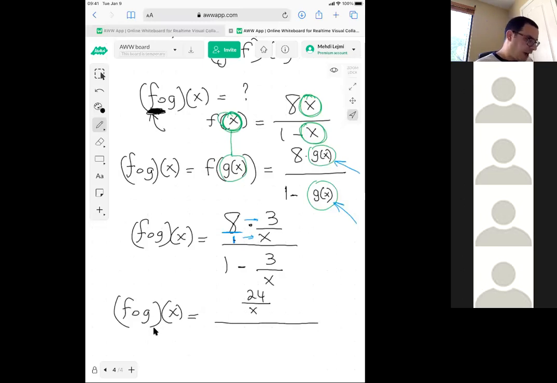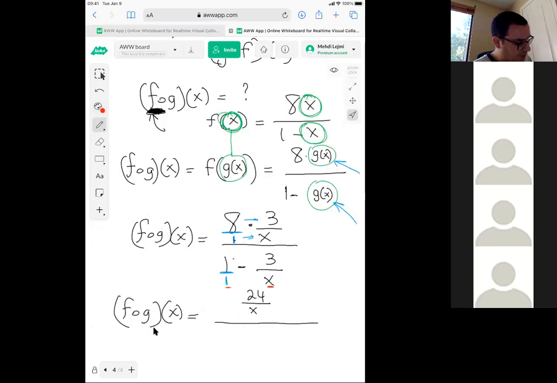Now in the bottom, we have 1 minus 3 over x. Again, 3 over x is a fraction, right? So what I have to do is to write 1 as a fraction too. So then we're gonna have subtraction of 2 fractions. And how do we do the subtraction of fractions? We need to get the common denominator, right? So here the denominator is x, right? And here the denominator is 1.